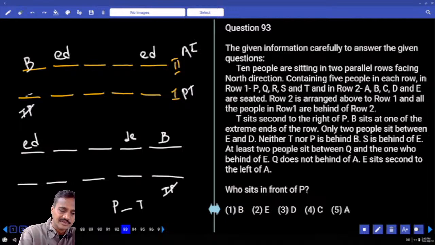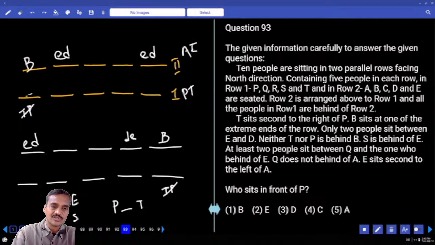S is behind E, so S and E must be like this. At least 2 people sit between Q and the one who is behind E. Q and the one behind E, there must be exactly 2 people. And Q is not behind E.